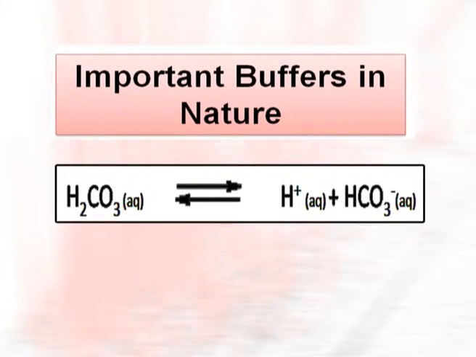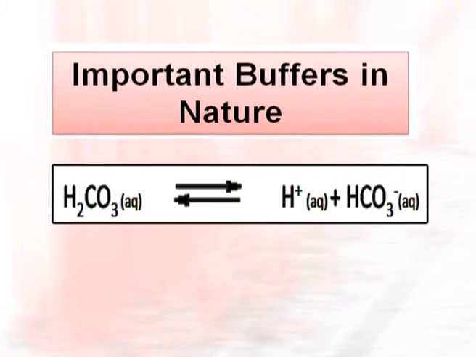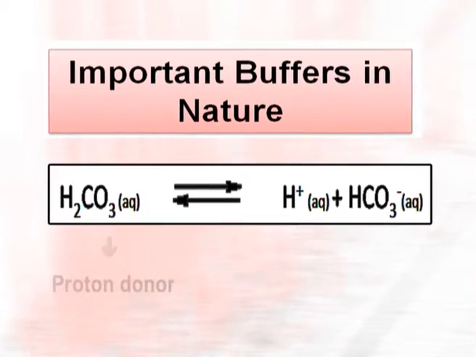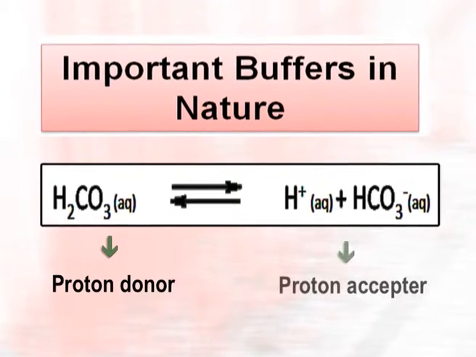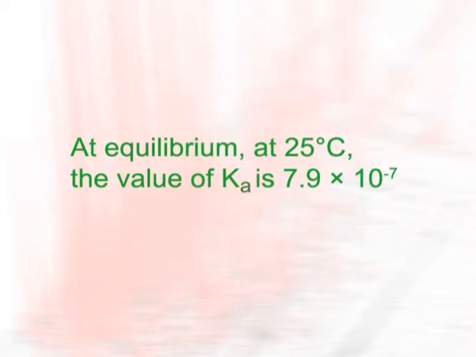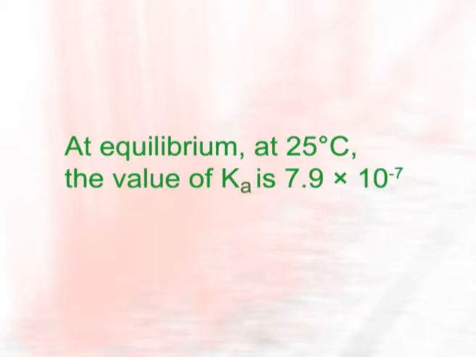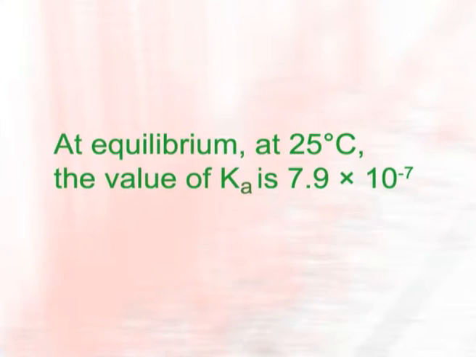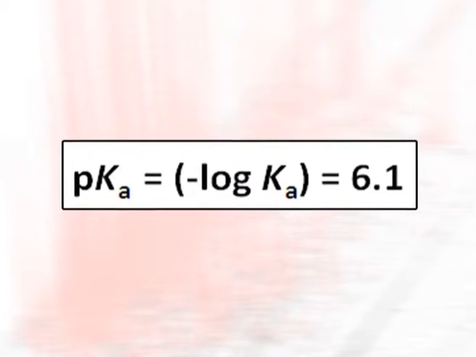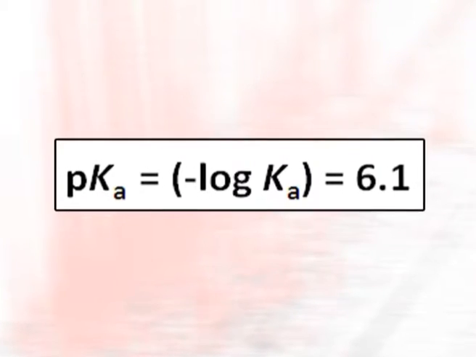Another important buffer which is widely found in nature is the bicarbonate buffer system, H2CO3 and HCO3 minus, where H2CO3 acts as the proton donor and HCO3 minus acts as the proton acceptor. The Ka of this buffer system at 25 degrees Celsius is 7.9 times 10 to the power of minus 7, with a pKa value of 6.1.